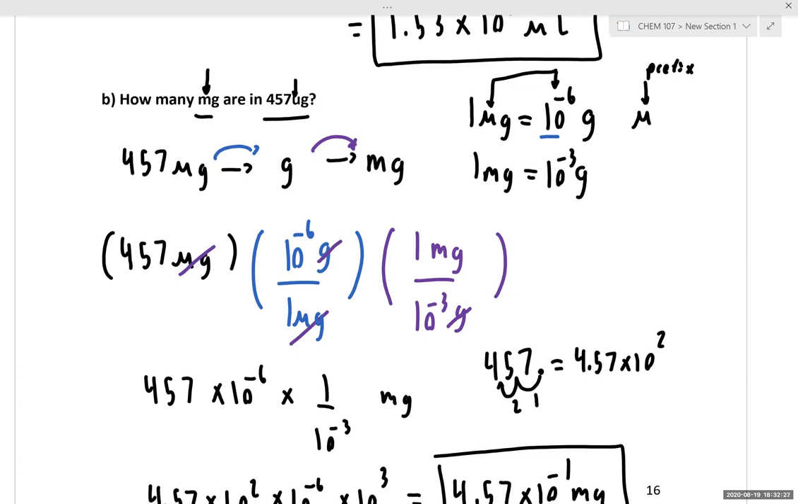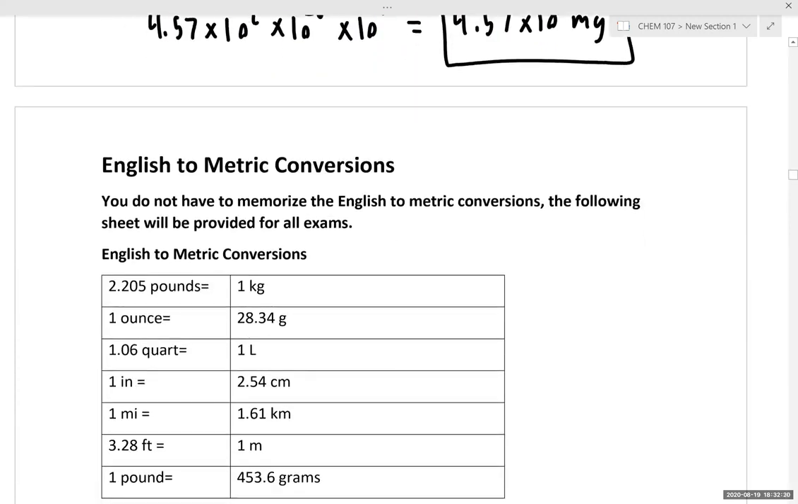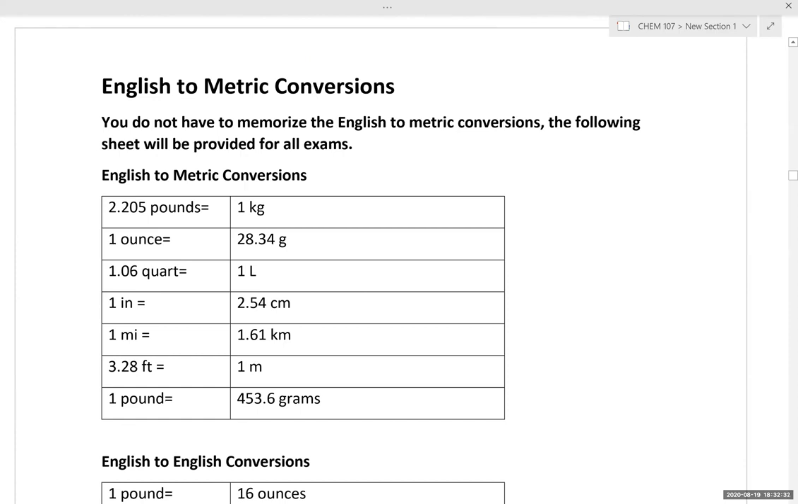Okay, so let's keep going now. And as this does come up in the allied health sectors, as in the US, we do happen to use English units, unfortunately. We're going to talk about English to metric conversions.